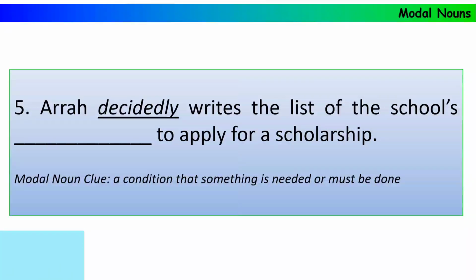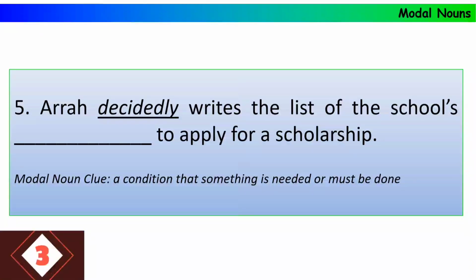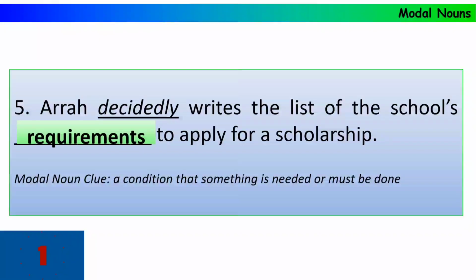Number 5. Ara decidedly writes the list of the school's blank to apply for a scholarship. Modal noun clue, a condition that something is needed or must be done. Your timer starts now. Time is up. The correct answer is requirements. Ara decidedly writes the list of the school's requirements to apply for a scholarship.